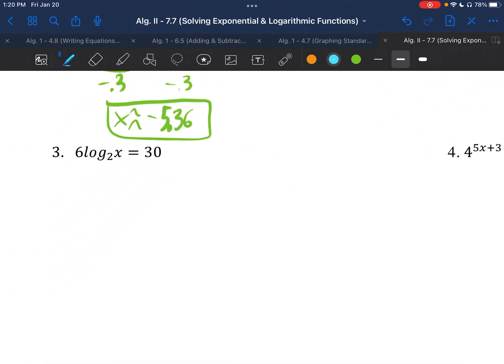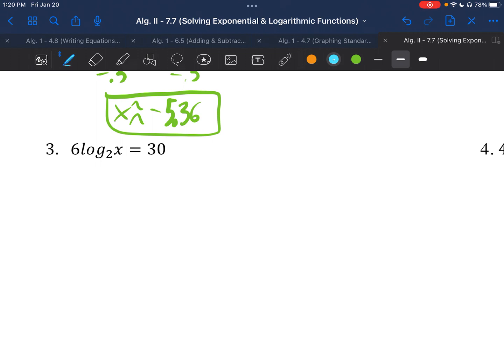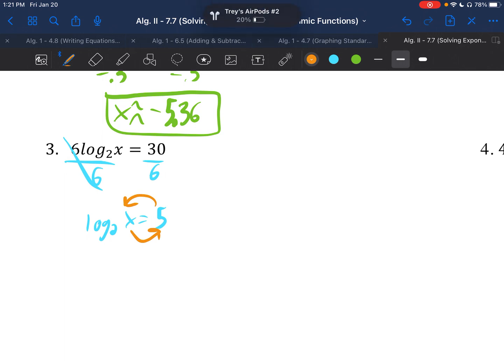Next one, in order to get the log by itself, we'll divide by 6. Log base 2 of x is equal to 5. Then use our spiral. So we get 2 to the power of 5 is equal to x. 2 to the power of 5, that's 32. 32 is x.